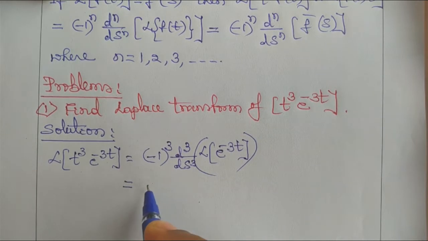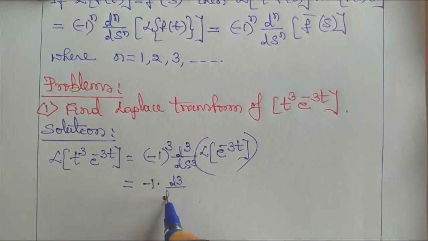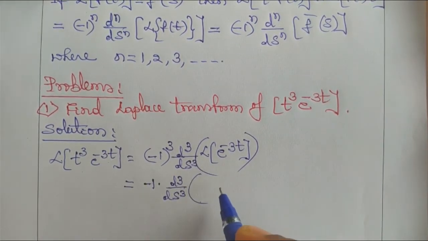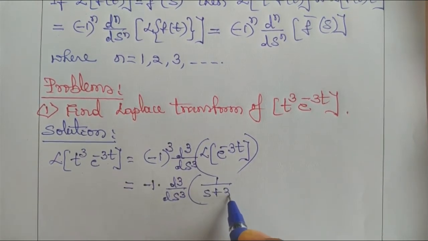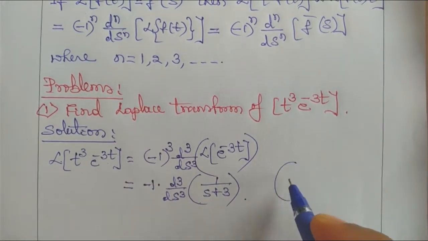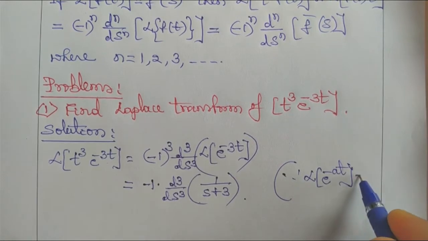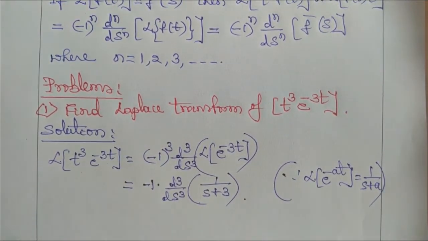Now minus 1 whole cube is minus 1 only. d cube divided by ds cube into Laplace of e to the power of minus 3t. Laplace of e to the power of minus 3t can be written as 1 divided by s plus 3. You know this formula because Laplace of e to the power of minus at can be written as 1 divided by s plus a. Remember this.